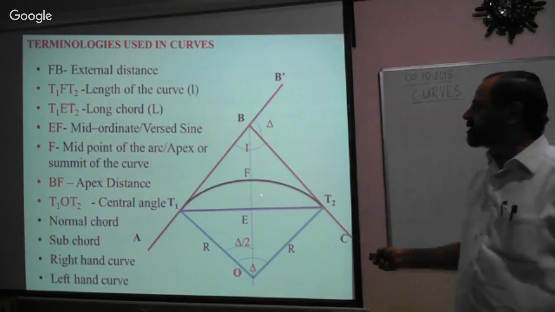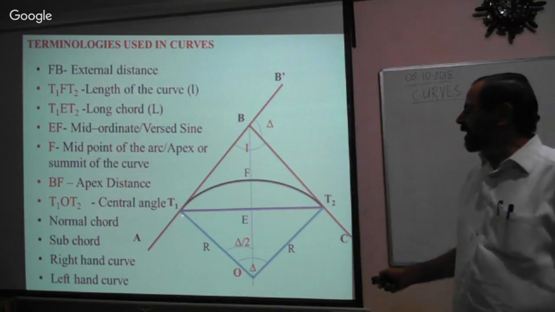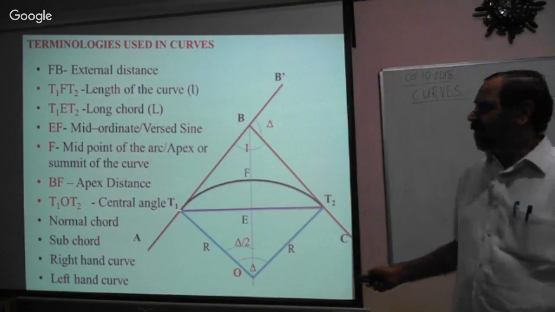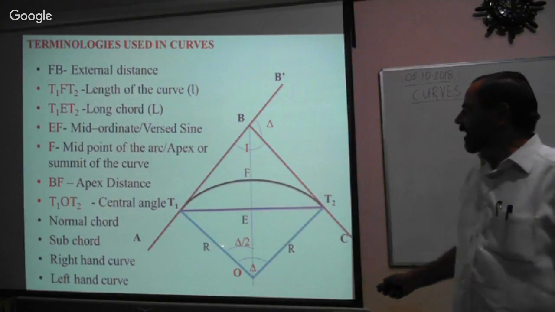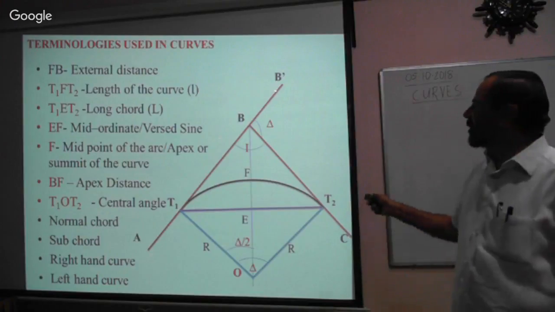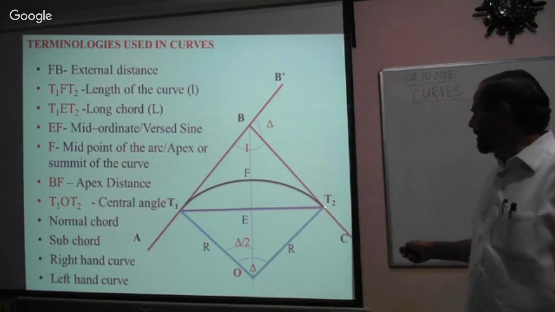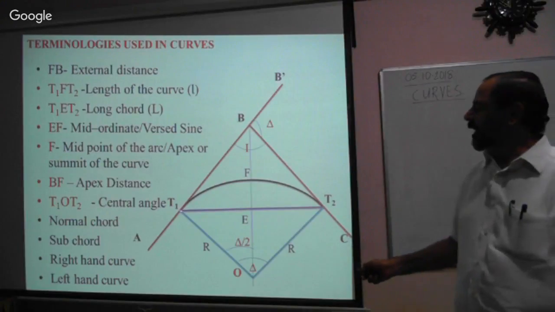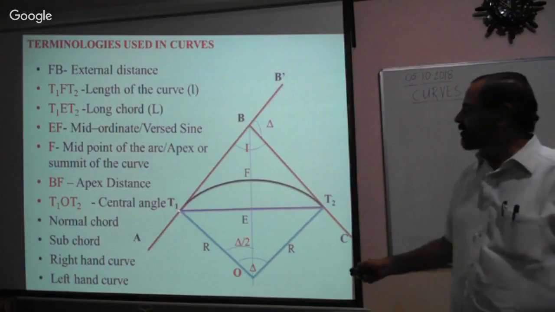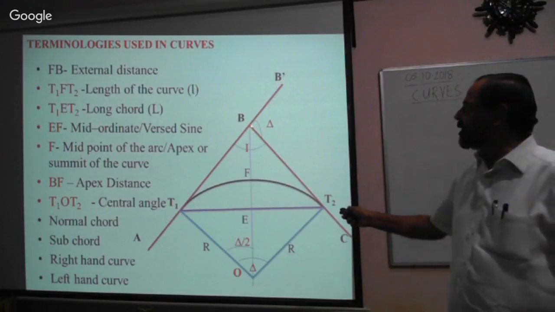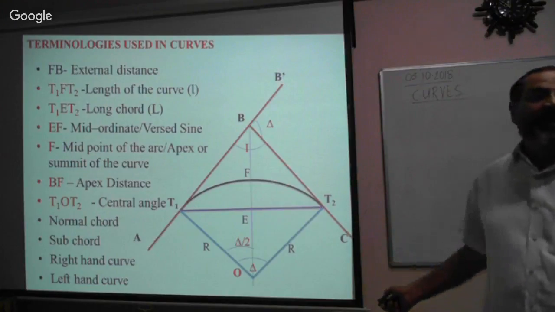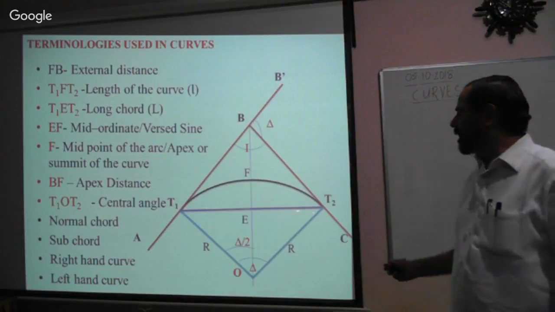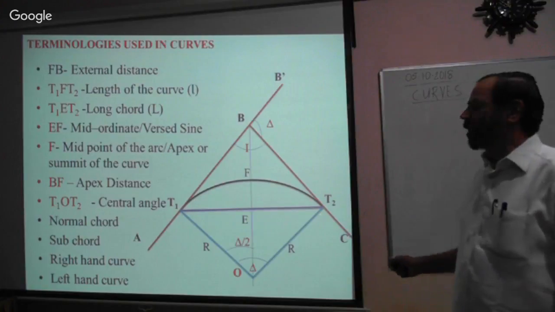This is the external distance, and this is the length of the curve. This is the curve, isn't it? Now, this is a long curve. This is the radius, and this is the straight BA, and BC is another straight, isn't it? T1, T2 are the tangent points. The length of the tangent from T1 to B, and B to T2, is the tangent length. Now, please remember, this is the long chord and this is the length of the curve.